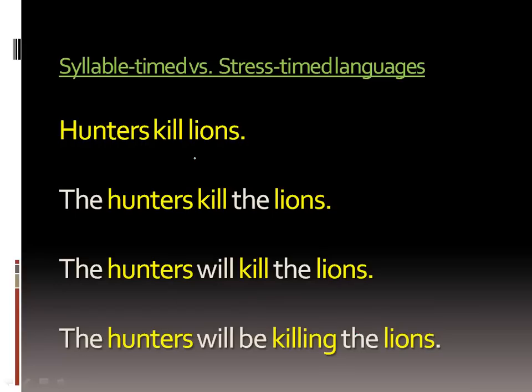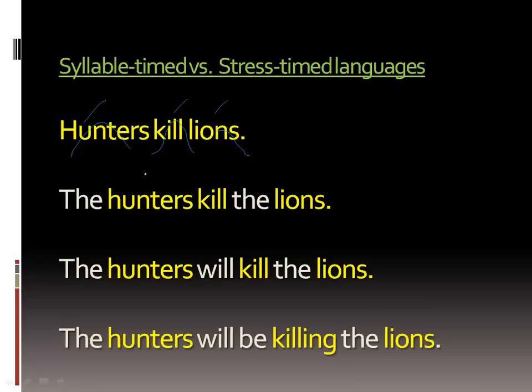But English isn't like that. So in this sentence, all of these content words, remember content words and function words, get this major stress. So hunters kill lions. Just listen to me first. Hunters kill lions. The hunters kill the lions. The hunters will kill the lions. The hunters will be killing the lions. Do you think the utterances are getting longer as the sentence gets longer? No. It's basically the same length.